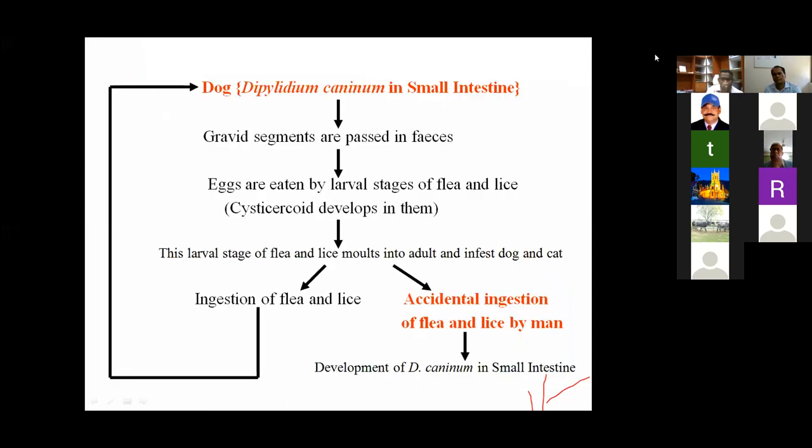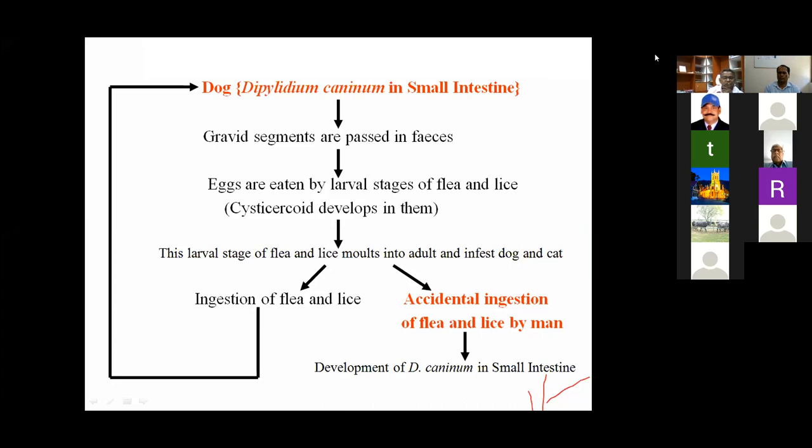Dipylidium caninum gravid segments are passed in the feces. These gravid segments look like cucumber seeds, and they are motile. They show movement. Remember that these gravid segments, cucumber seed like, you will not always find in the feces. Sometimes they come out from the anal region on their own by their movement, and they move a few meters from the area of defecation. While moving out, they pass the eggs.